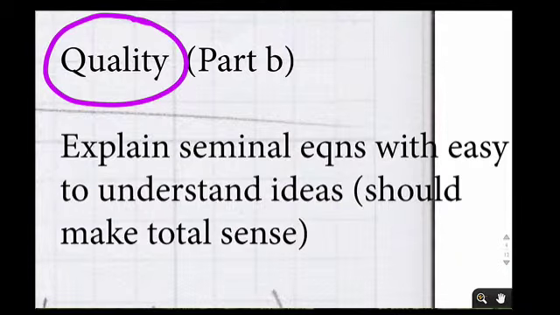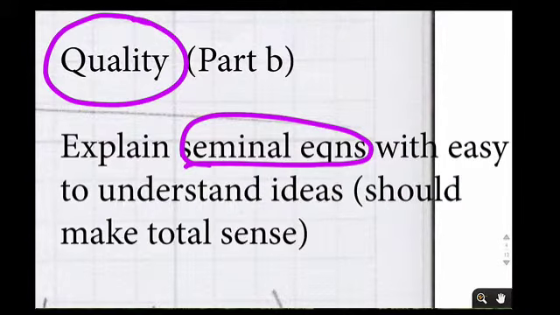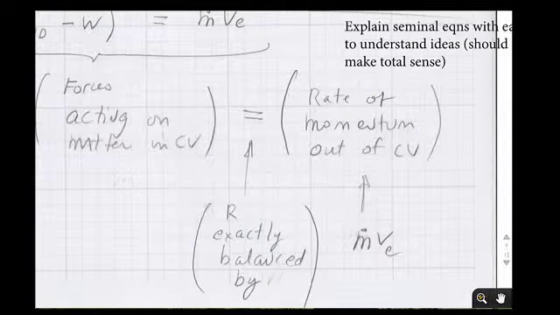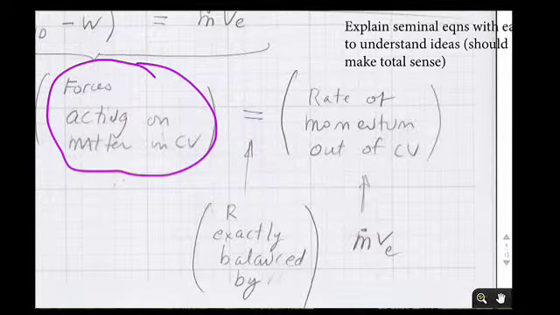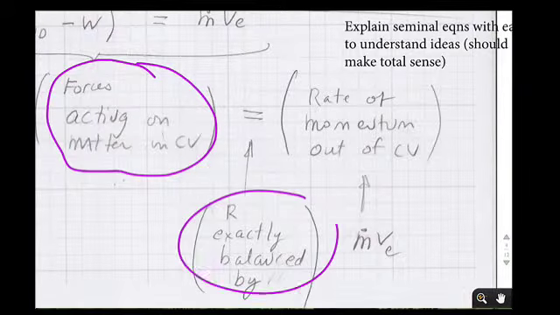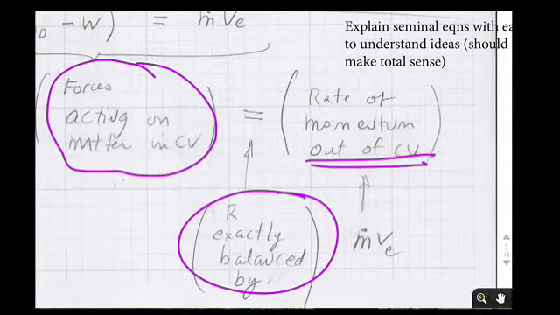So the easy way to solve problems, or what good engineers do, is anytime you're working with a seminal equation or main equation, we develop the ability to explain and understand ideas independent of the math. So everything we do in engineering should be super simple. One way to explain the physics in the context of this problem is the forces acting on the rocket, i.e. the matter inside the control volume, are exactly balanced by the rate of momentum flow out of the control volume. And this is what the equation tells us.